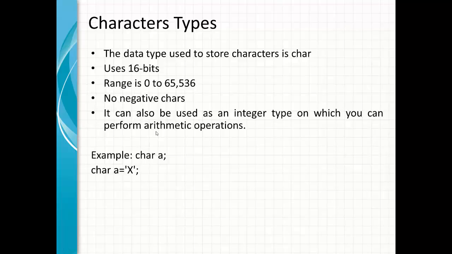Next one is character types. This data type is used to store characters, and it is 16 bits or 2 bytes, and the range is 0 to 65,536. There are no negative characters, and it can also be used as an integer type on which you can perform arithmetic operations. Now this is very interesting, and we will see what that statement actually means.